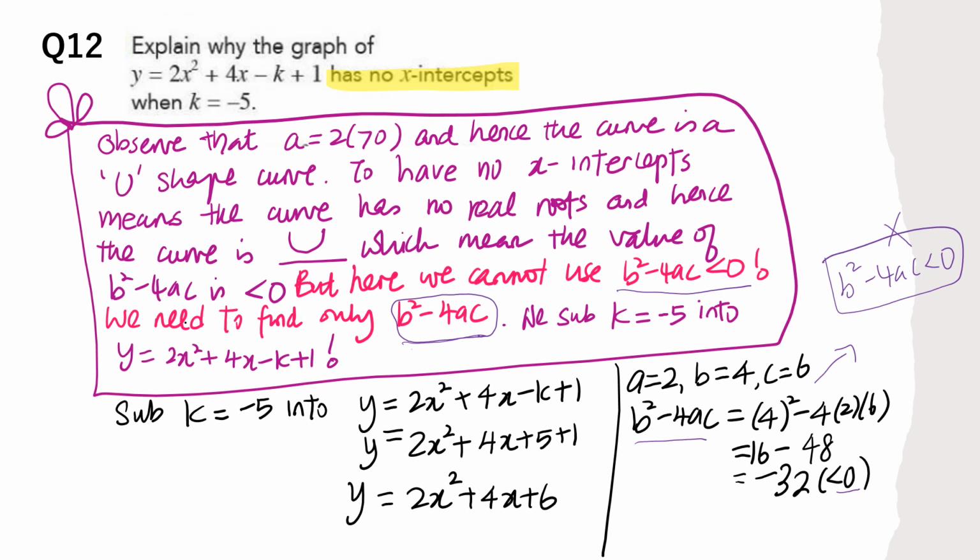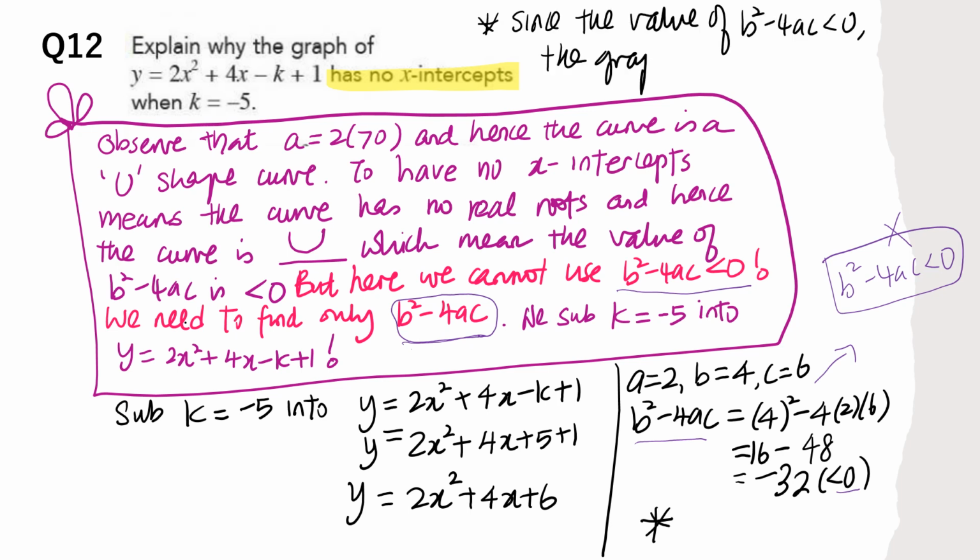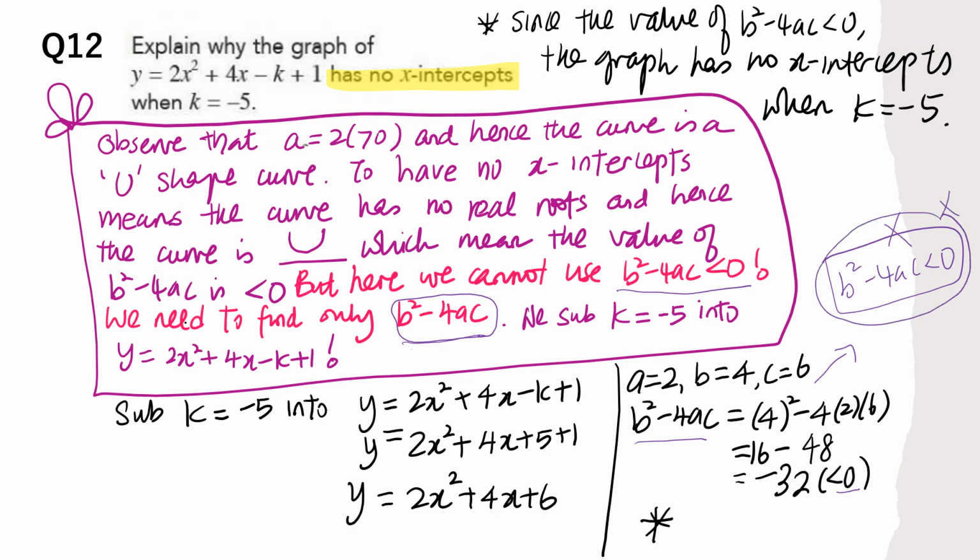And then I do some explanation. I explain that since the value of b squared minus 4ac is less than 0, therefore the graph has no x-intercept when k equals negative 5. So for this kind of question, let me repeat. You cannot start off by saying b squared minus 4ac less than 0. You have to find the value of b squared minus 4ac like what I've done here. Find that it's negative 32. Then conclude that since negative 32 is less than 0, the graph has no x-intercept when k is negative 5.